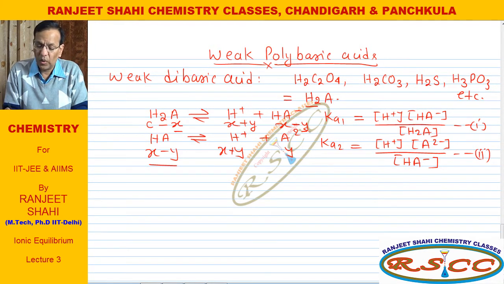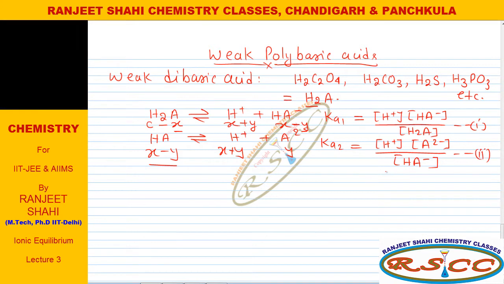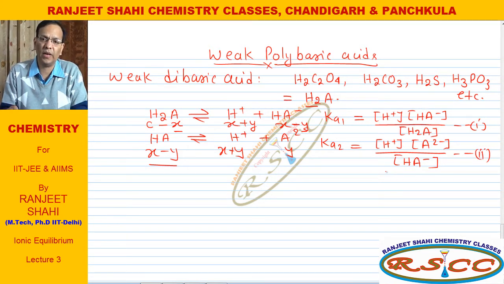So now in the expressions for K1 and K2, if we substitute the values of concentrations of H+, HA-, H2A, it appears initially that there will be two equations of K1 and K2 with two variables x and y, which can be solved algebraically. Of course, that can be solved algebraically, but it will not be easy to solve without any approximation, because the equation will become cubic and it will not be easy to determine the value of x or y.